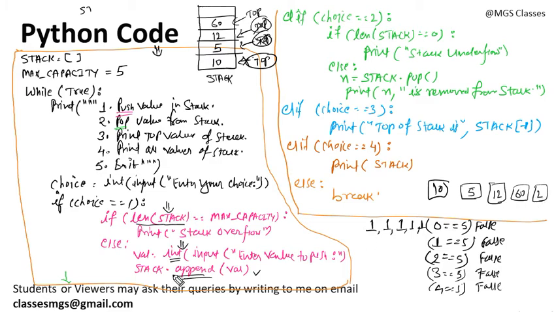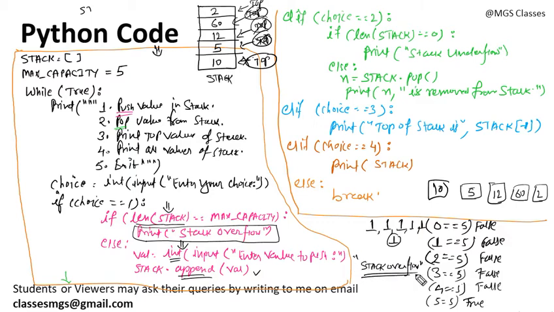Again this is false. Now again the user will be asked to enter the value. This time let's suppose you have entered 2, this will be entered here and your top will be at this position. And again if you enter choice 1, this time your length will become 5. 5 equals 5, condition is true. That means this error message will be printed, stack overflow. So this time you will get the message stack overflow because your stack capacity is 5 and your stack is full now.